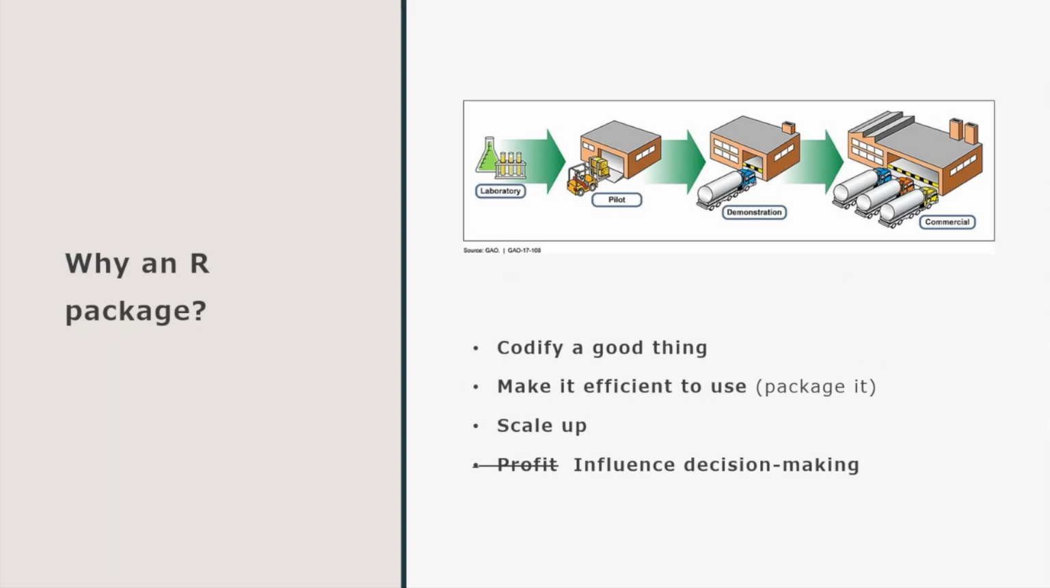But in a nutshell, what we want to do is to codify a good thing. So there's an image on the top there that shows a laboratory scale experiment growing into a bigger pilot, growing into a facility-wide demonstration, growing into widespread use. And that's really what we'd want to try to encourage. We want to codify a good thing, make it efficient to use, and make it easy for people to use on a wider scale. It should help scale it up, and then hopefully we'll be able to influence good decision making on a much wider basis than just one or two people who understand this method already. That's the idea.